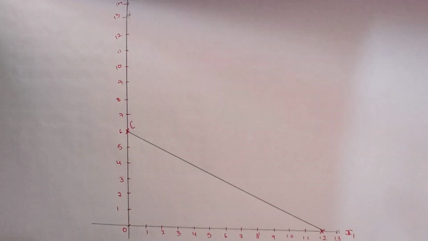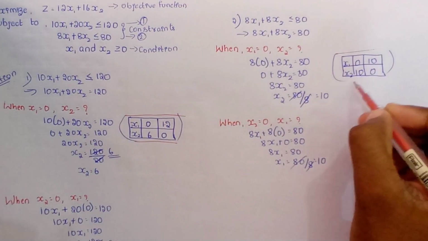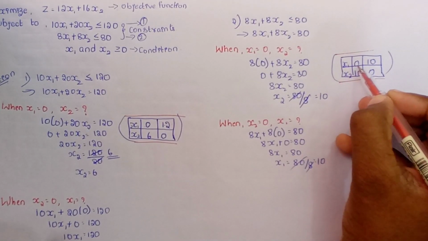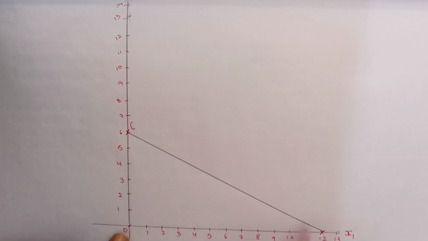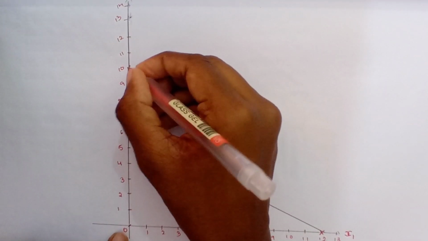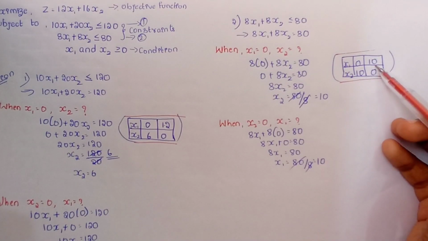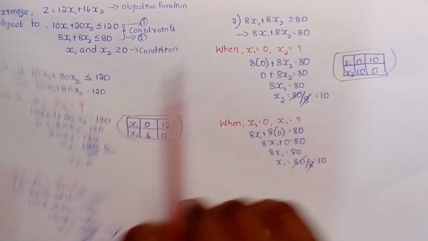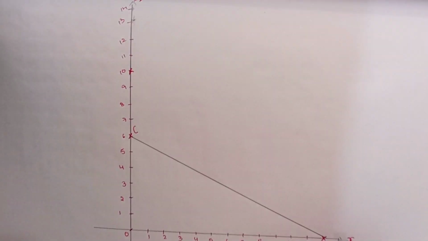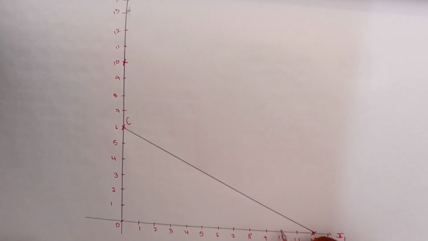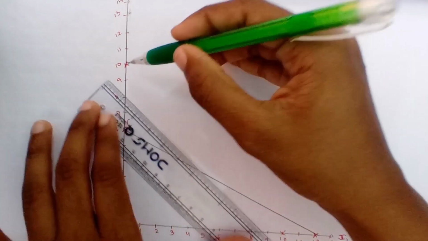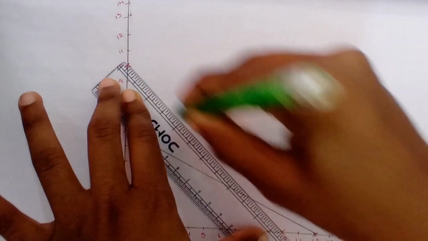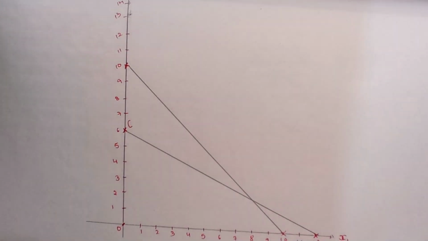Okay, let's see the next chart. So the next chart is this. When x1 is 0, x2 is 10. When x1 is 10, x2 is 0. Okay, I have got 2 points, so I will join these as well. Okay, now we have to shade the region.